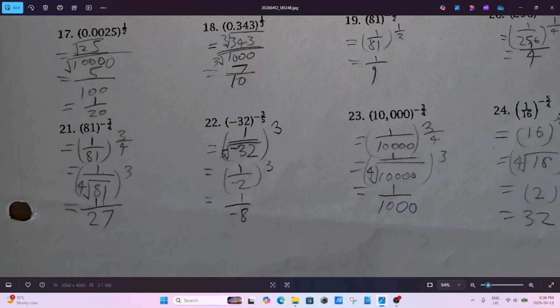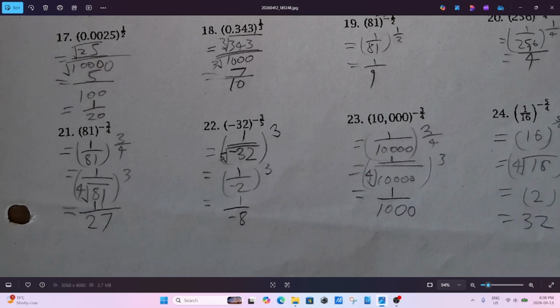Question 17. 0.0025 to the 1/2 is equal to square root of 25 over square root of 10000, which is equal to 5 over 100, which equals 1 over 20. 18. 0.343 to the 1/3 is equal to the third root of 343 divided by third root of 1000, which is equal to 7 over 10.